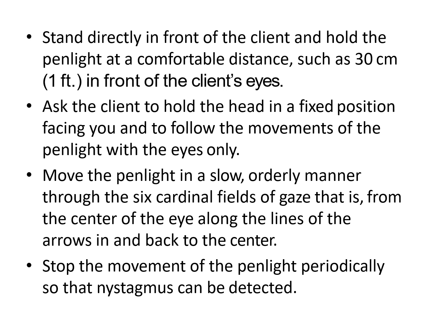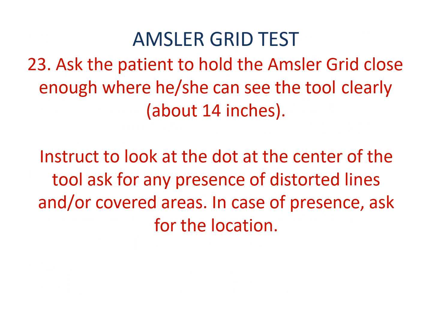To do this, stand directly in front of the client and hold the penlight at a comfortable distance, such as 1 foot or 30 centimeters, in front of the eyes of the client. Ask the client to hold the head in a fixed position, facing you, and to follow the movement of the penlight with the eyes only. Move the penlight in a slow, orderly manner through the 6 cardinal fields of gaze, from the center along the lines of the arrows, then back to the center. Stop the movement of the penlight periodically so that nystagmus can be detected.